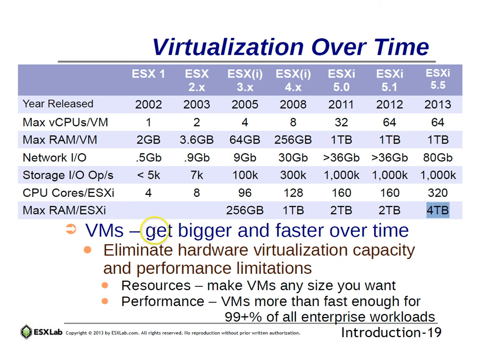The point is, VMs have gotten so big and so fast over time that performance is no longer a barrier to virtualizing workloads. Okay? There are no longer capacity and performance limitations. So in the past, you might go, well, I don't really want to virtualize Exchange, or I don't want to virtualize SQL Server because it's really big. But now, how many workloads do you have that need 64 cores, that need a terabyte of RAM, or more than 80 gigabits of network bandwidth, or more than 1 million I/O operations per second? VMware brings enterprise class resources and enterprise class performance to VMs.